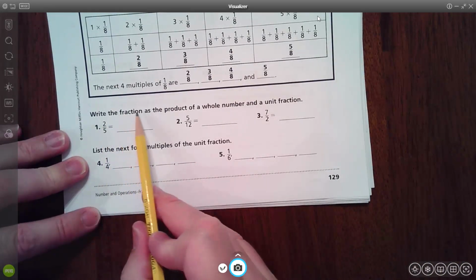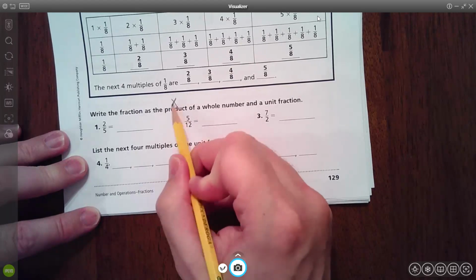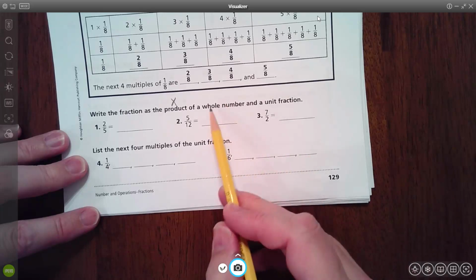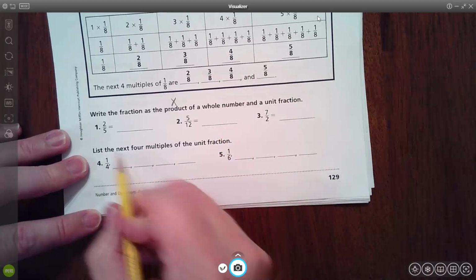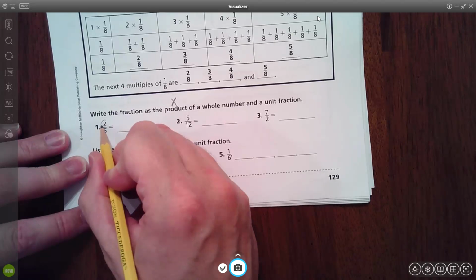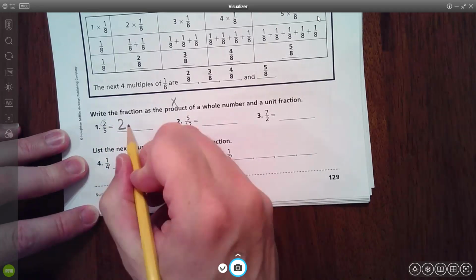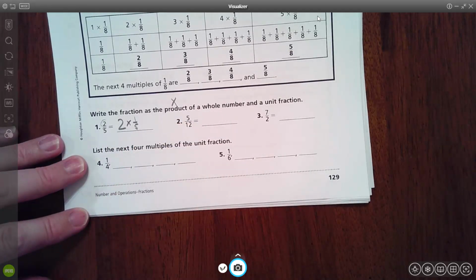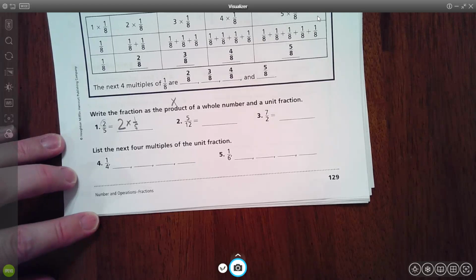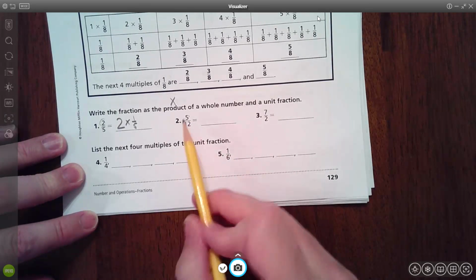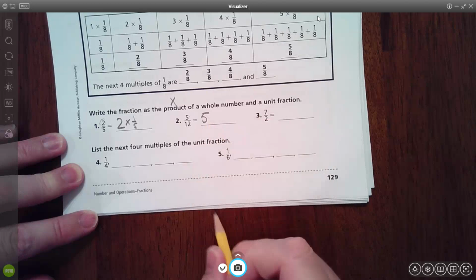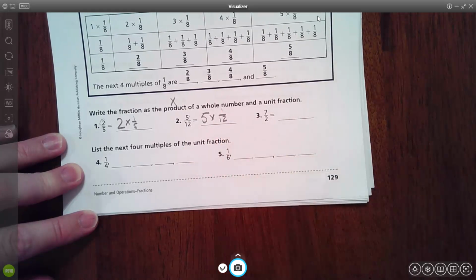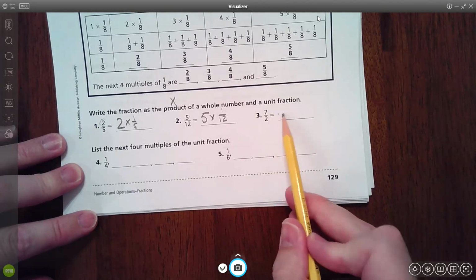2/5 says write the fraction as a product, and product, remember, means the answer to a multiplication problem, of a whole number and a unit fraction. So a big number and a fraction with 1 on top. So 2/5 is the same as, look at the top numbers, big 2, times 1/5. Done. Too easy, right? How about this one? 5/12 is the same as, top number is 5, so it's going to be a big 5, times, bottom number is 12, 1/12. Too easy. I'll let you do this one.